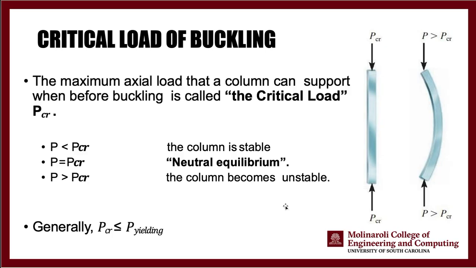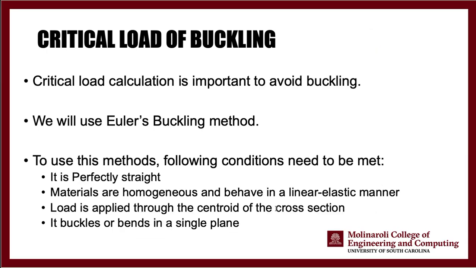And when the load is larger than the critical load of buckling, the column becomes unstable, meaning that it keeps deflecting until it breaks. You have to keep in mind, though, that the critical load of buckling is usually smaller than the yield load. So before any plastic deformation happens, the buckling will happen. Okay, so all of this tells us that we have to focus on calculating the critical load of buckling to avoid any failures, right? And we're going to use Euler's buckling method, which was one of the first methods developed to calculate the load of buckling.